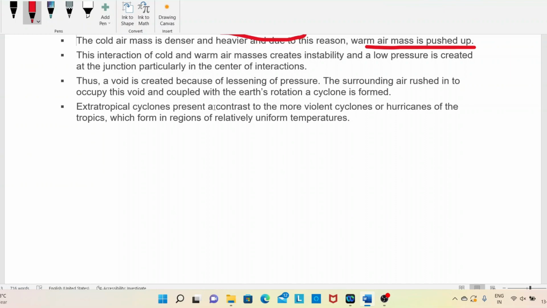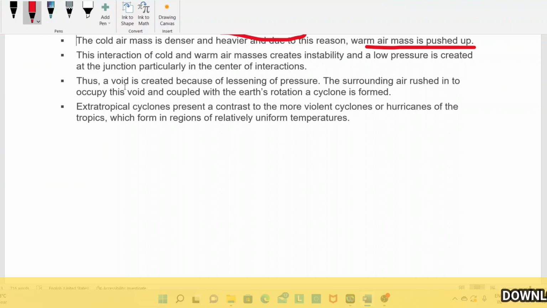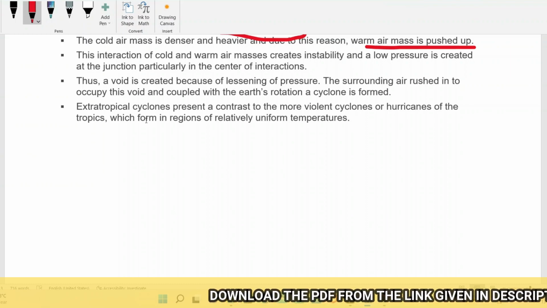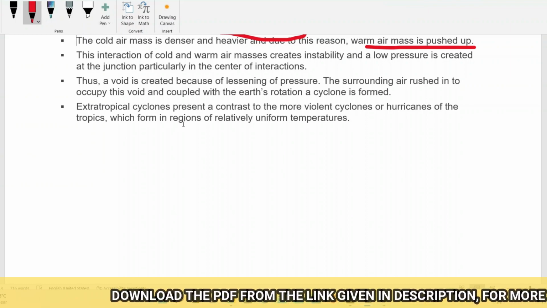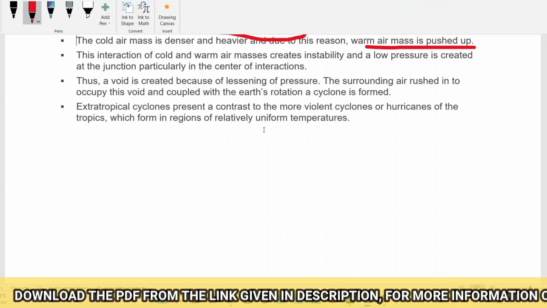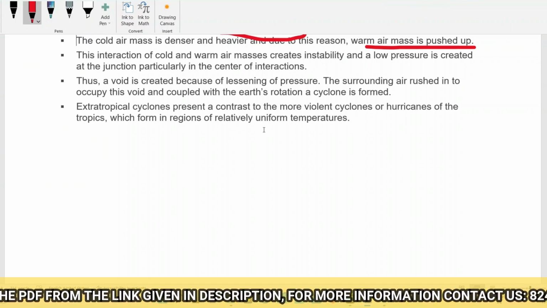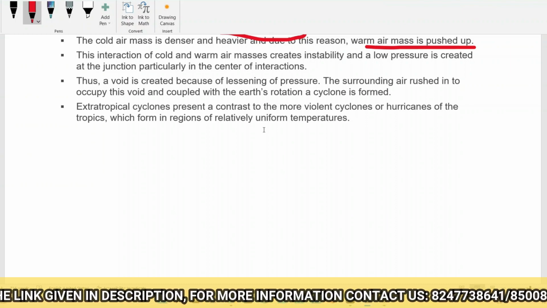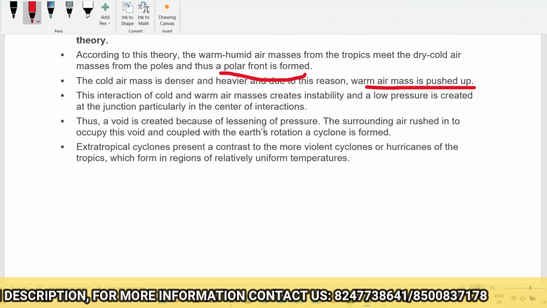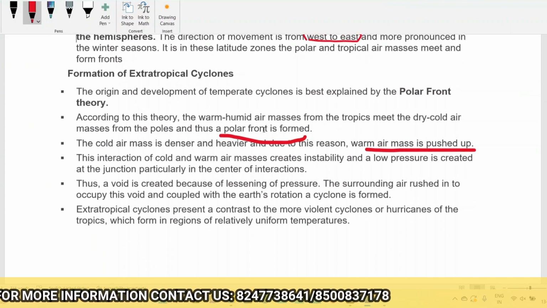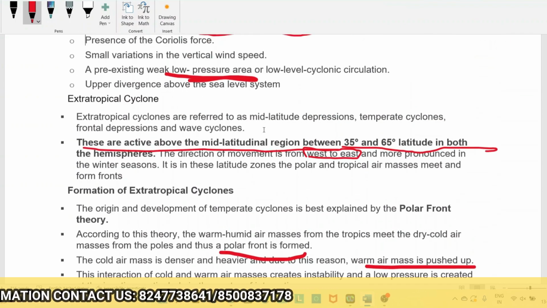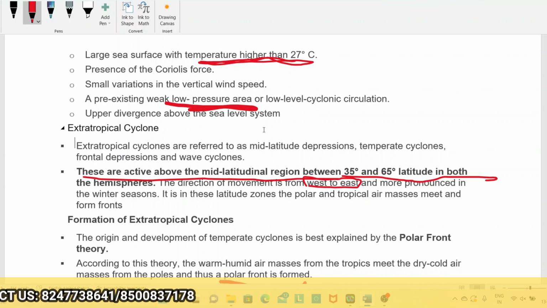Extratropical cyclones present a contrast to the more violent cyclones or hurricanes of the tropics, which form in regions of relatively uniform temperatures. This is about the types of cyclones, that is, tropical cyclones and extratropical cyclones.